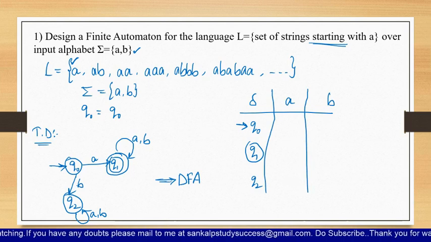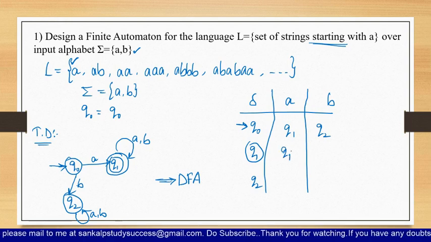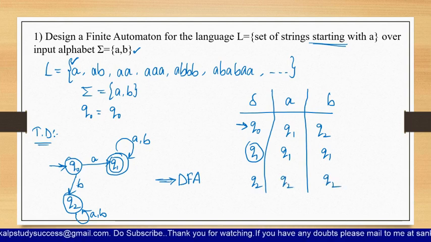If you apply A to Q0, then it is moving to Q1. If you apply B to Q0, then it is moving to Q2. In the same way, if we are applying A to Q1, then it is moving to Q1 itself. And if we are applying B to Q1, it is again moving to Q1. Now for Q2, if you apply A, it moves to Q2. If you apply B, then it moves to Q2. This is nothing but the transition table.